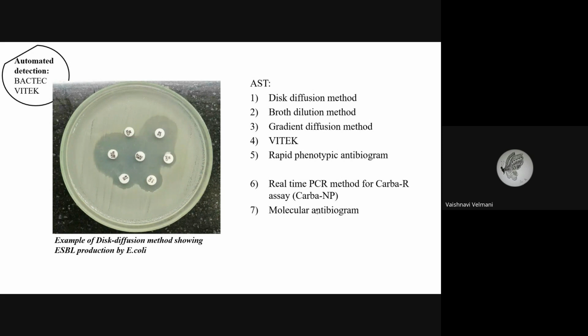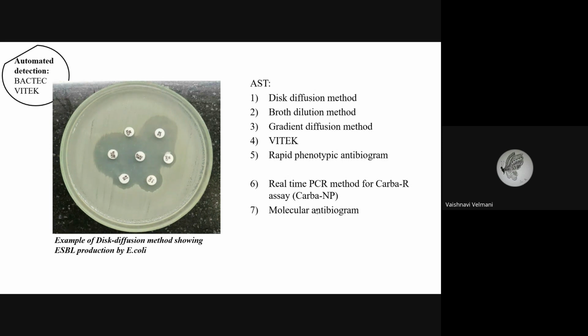And then antimicrobial susceptibility testing can be done by several other methods. There are the disk diffusion method, broth dilution method, gradient diffusion method, VITEK, and rapid phenotypic antibiogram. The disk diffusion method is given as an example in the figure on the left side. So the disks of various antibiotics will be placed on this, and based on the diameter of the zone, we will be considering whether there is a zone of inhibition. So based on that, we will be giving whether the drug is sensitive or resistant.